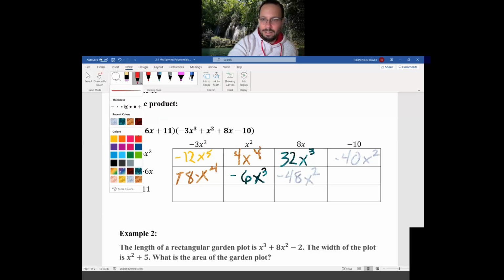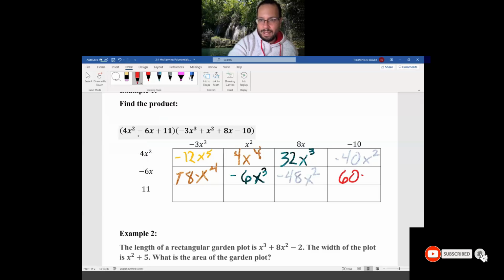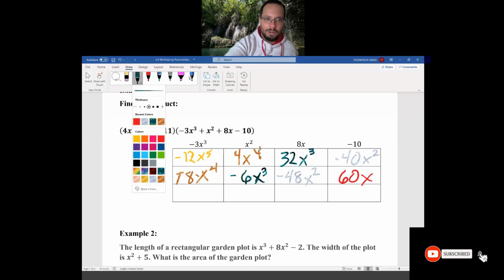Then we have 11 times negative 3x cubed. Switch to ocean so all of our cube terms are the same color. That's going to give me negative 33x cubed.